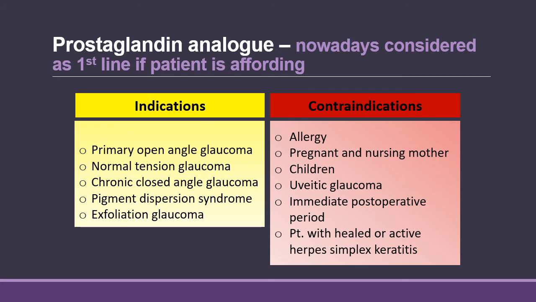So contraindications are allergy to the drugs, then it cannot be used in case of pregnancy and nursing mothers, children. Then in case of uveitis, it may precipitate or flare up the uveitis, so it cannot be used in uveitic glaucoma. Also, it cannot be used in the immediate post-operative period because it causes increase in the inflammation. Also, it cannot be used in healed or active keratitis by herpes simplex.